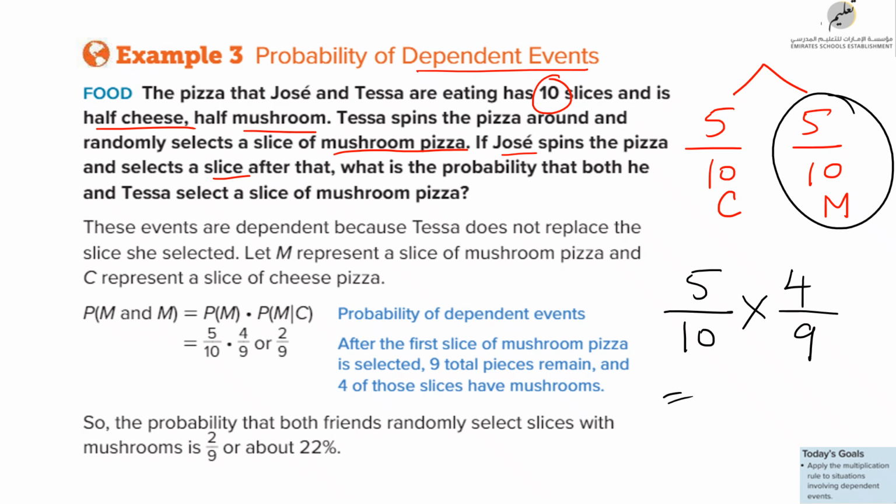So this is your answer. Use the multiplication rule. Take the product. So this is going to come out to be 2 by 9. You can simplify: 5 goes 2, 2. So 2 over 9, that's the fraction. If you want to convert to percentage, multiply by 100, and that's around 22%. That's how you do probability of dependent events using the multiplication rule.